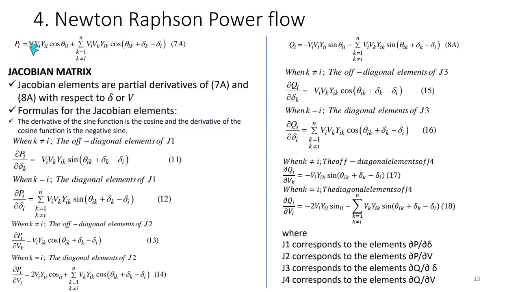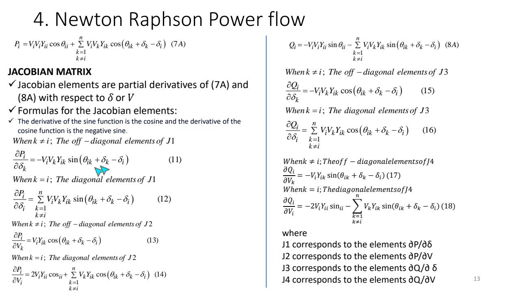When you derive this equation with respect to delta k, this first term is a constant, so it does not come into the picture. But where is delta k? Delta k is here, and its derivative is 1. So we get minus Vi, Vk, Yik, because it is a cos of delta. When you take the partial derivative, the cos becomes a negative sign. That is why the negative is introduced, and sine of theta ik plus delta k minus delta i.